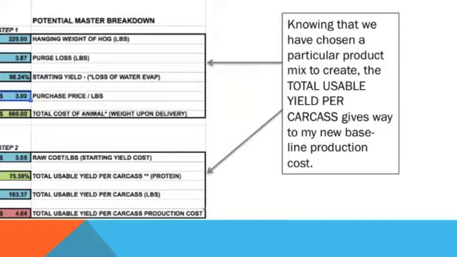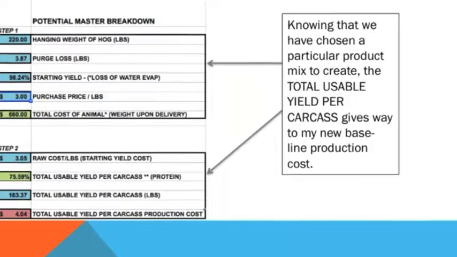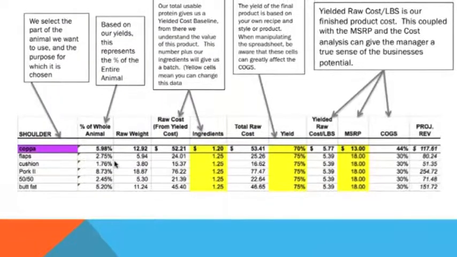All right, so we're almost finished here, guys. I don't want to go too far over 2 o'clock here, but let's just assume that we've chosen a particular part of this animal to utilize for certain processes. We understand that 75.59% is our usable protein, and we can move through this slide, Trev, because I think we're going to get to the point here. We've already been talking about this.